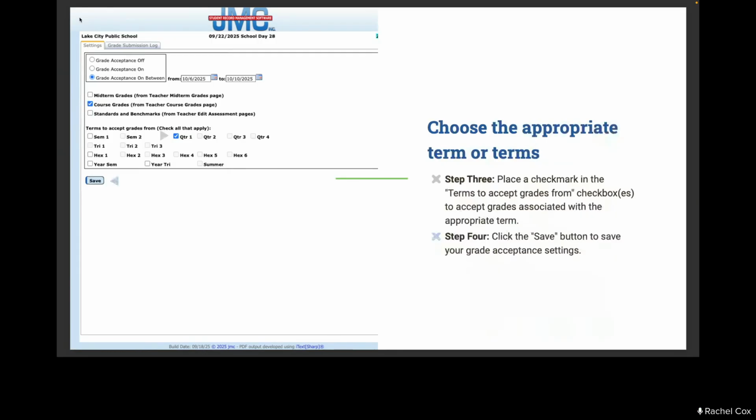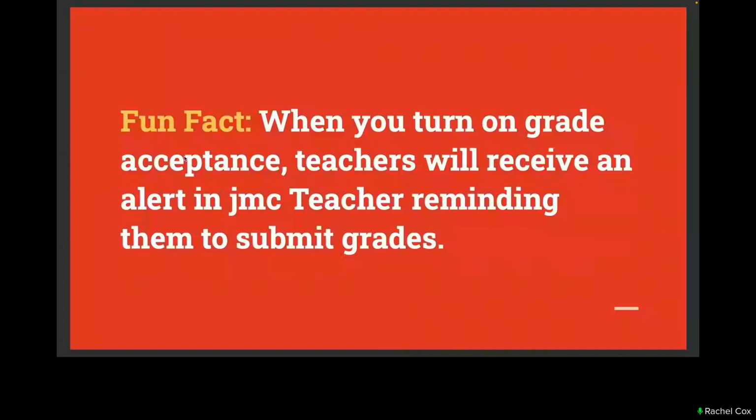Step 3, place a check mark in the Terms to Accept Grades From checkboxes to accept grades associated with the appropriate term. So if you're looking at quarter 1, sem 1, or tri's, you'll just want to make sure that you're using the right grading term for your school. And then step 4, click the Save button to save your grade acceptance settings.